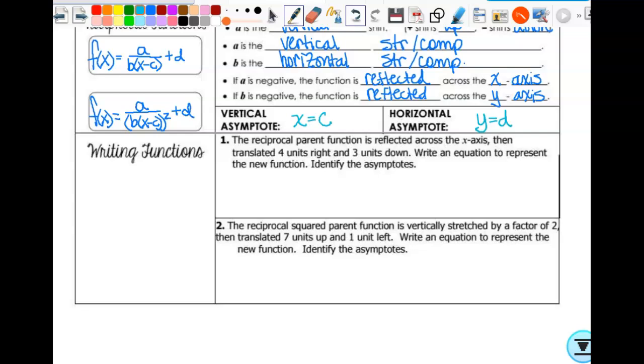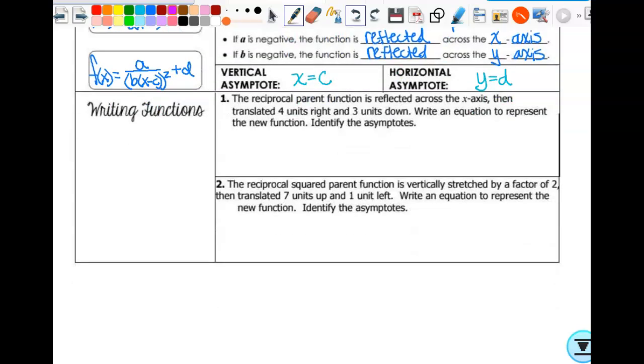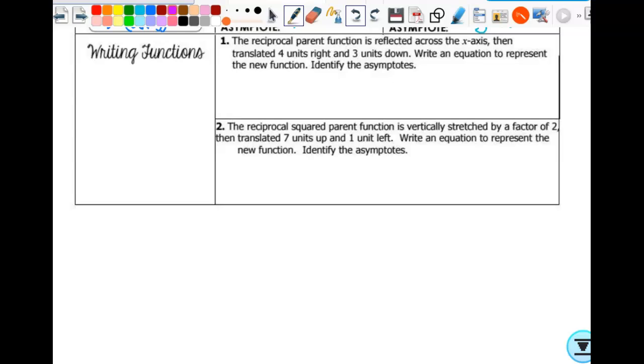Okay. What questions do you have? All right. Then let's look at writing some of these, and then we'll graph a few. So we have the reciprocal parent function, f of x equals 1 over x. Okay, so that's the one I'm using. It's reflected across the x-axis, so I'm going to have a negative somewhere. Translated 4 units right and 3 units down. So there are 3 things I have to make sure I take care of. And then I'm supposed to write the equation, and then identify the asymptotes.